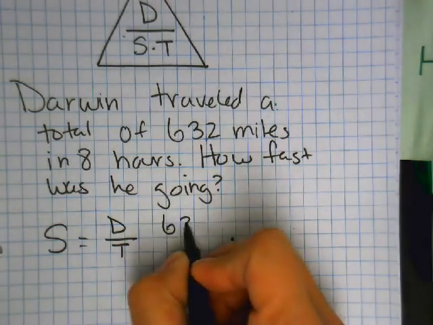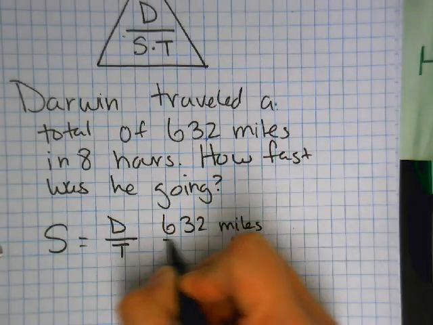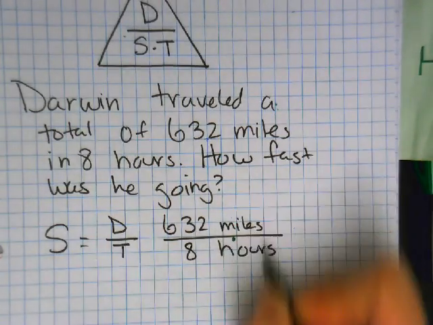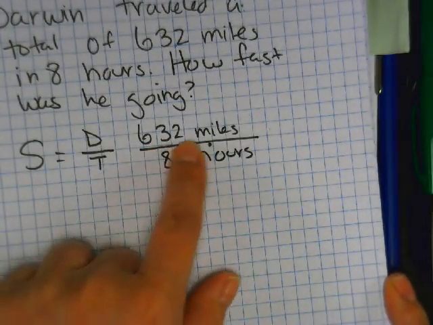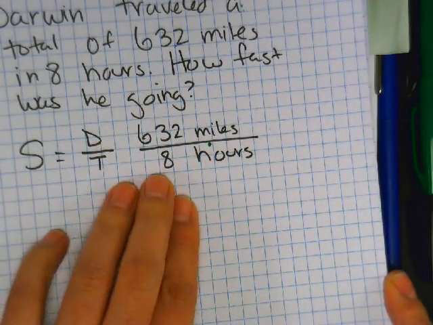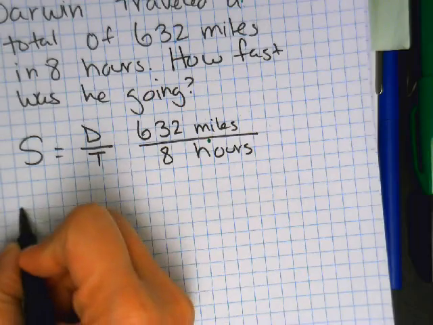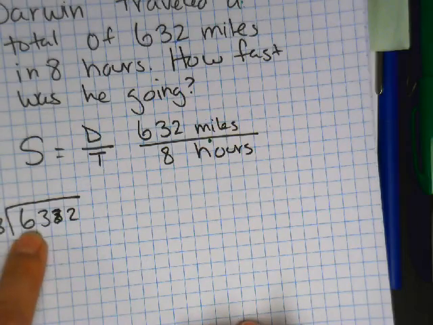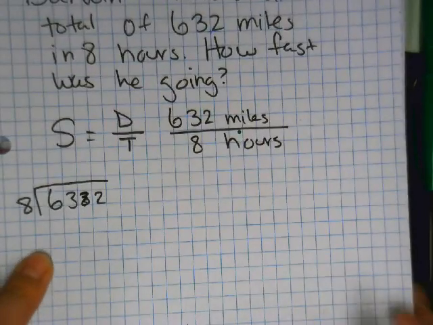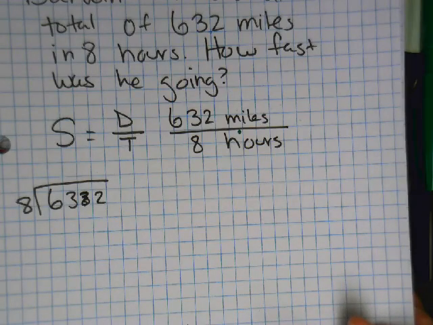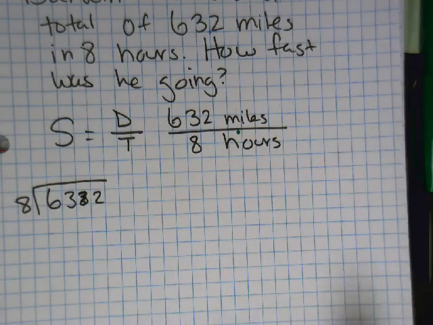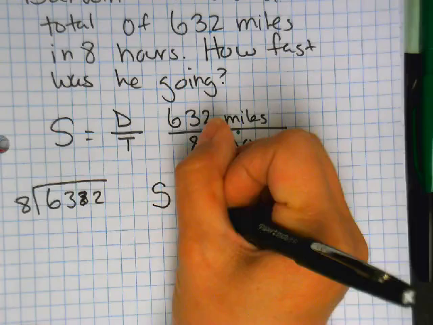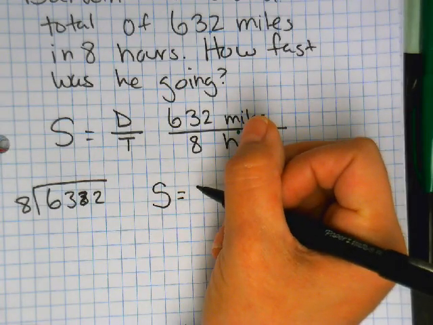Okay, 632 miles. Make sure you use the units, because then when you're about to use the units in your answers, they're already there. So I have 632 miles divided by 8 hours, so I show my work. All right, divide it out. 632 divided by 8. What'd you get? I got 70.3. No. What did you get? 79. Yeah, you should get 79, period.